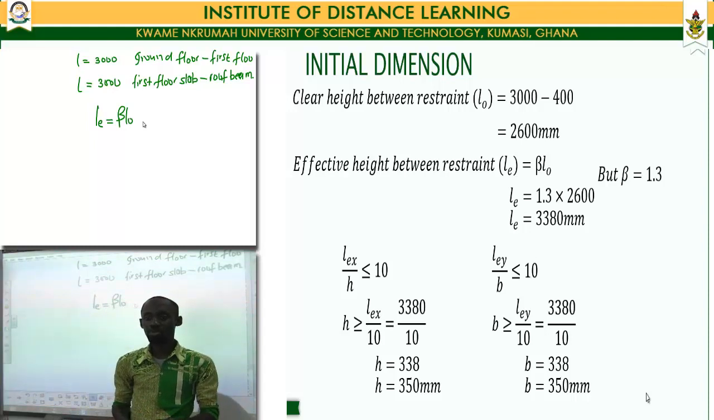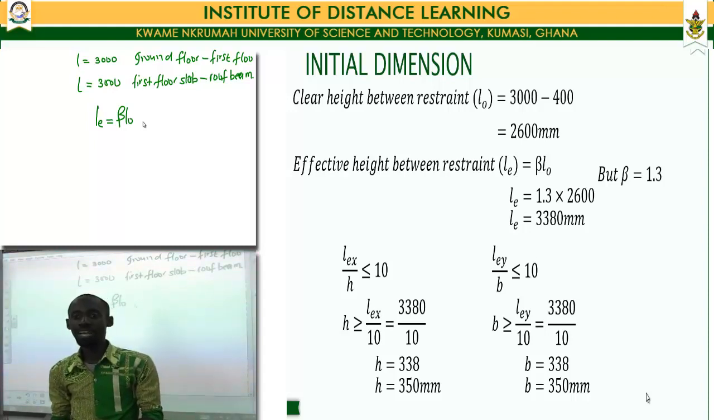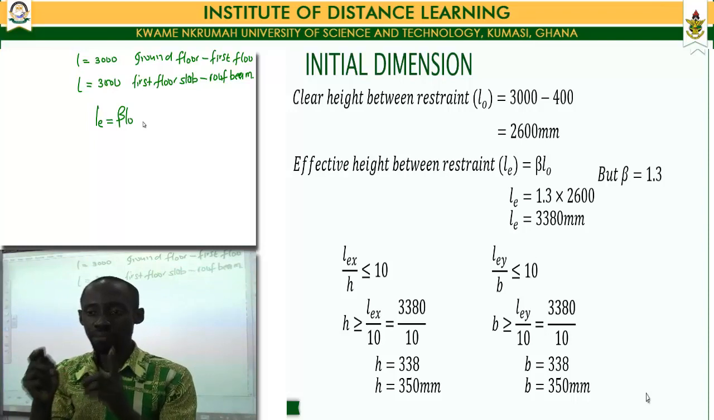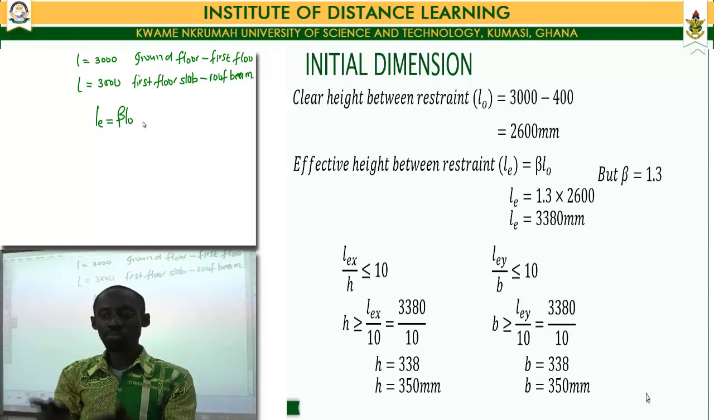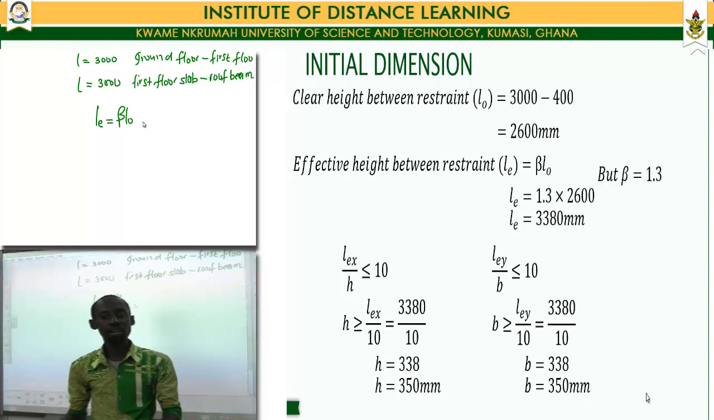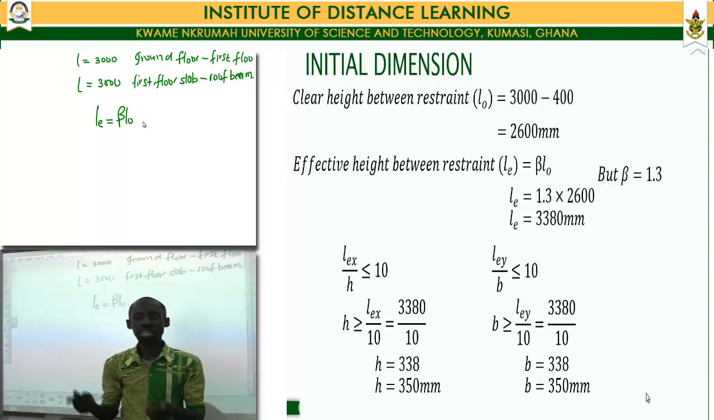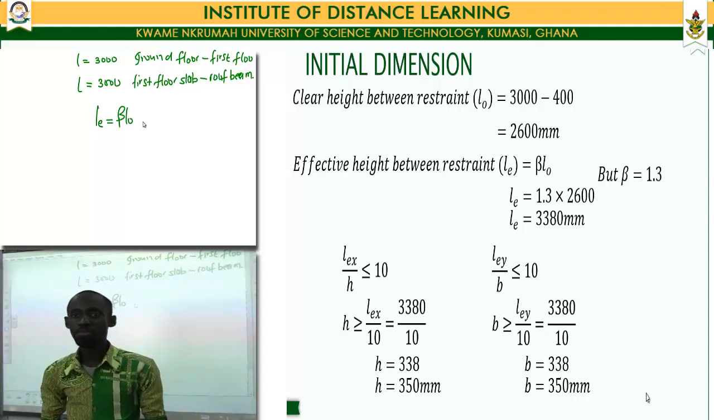So by this method, we've been able to identify the dimensions of our column for the first floor level, which is 320 by 320, and when we come to the ground floor level, we're able to identify it to be 350 by 350.